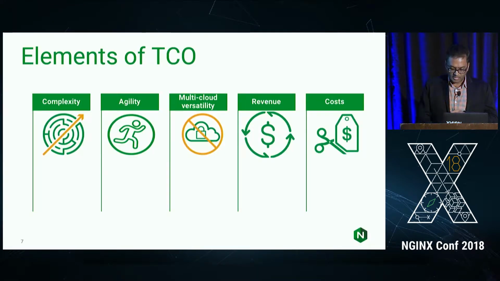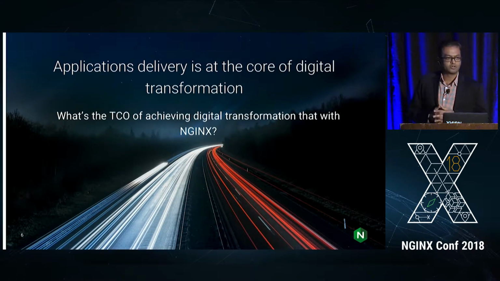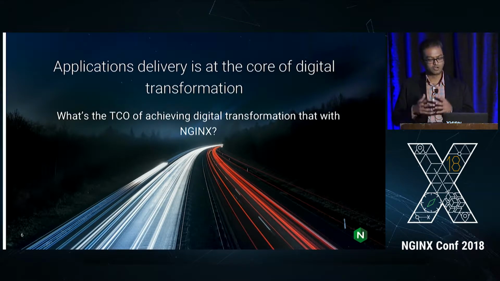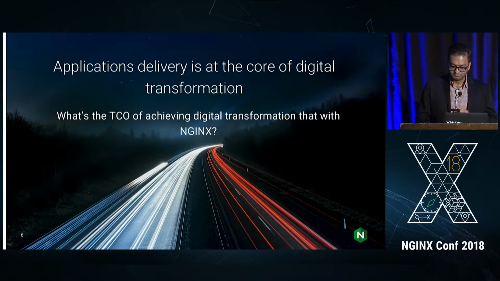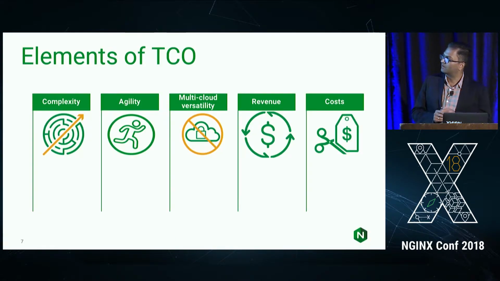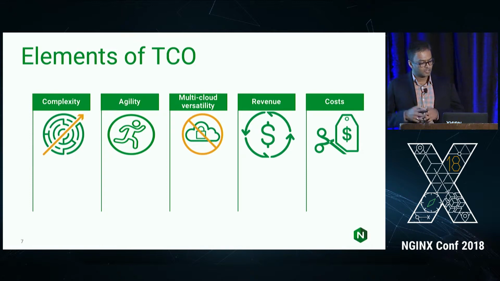So, application delivery, application modernization is the core of digital transformation. I think most of you here have already embarked on some sort of transformation activities. But what's really a TCO of achieving this, especially when you have NGINX? So these are the 5 elements that I have identified.